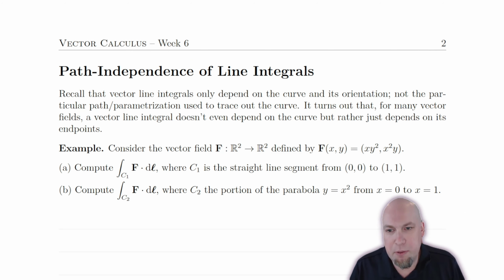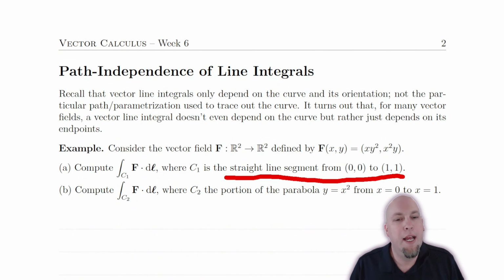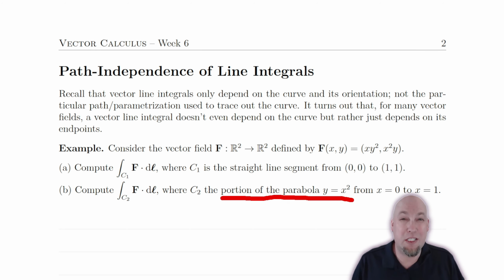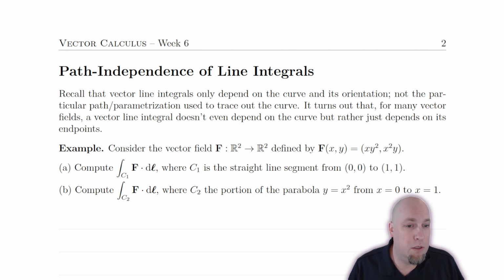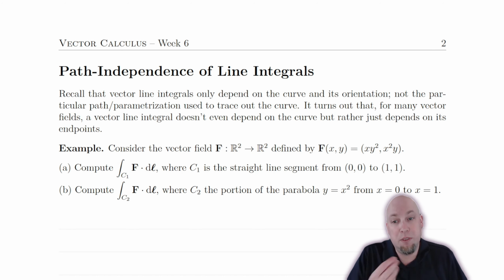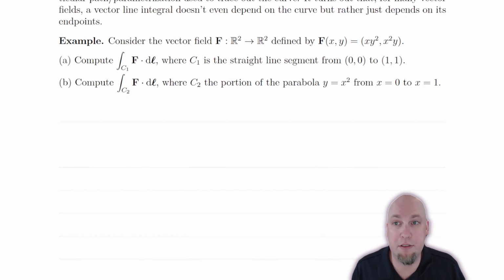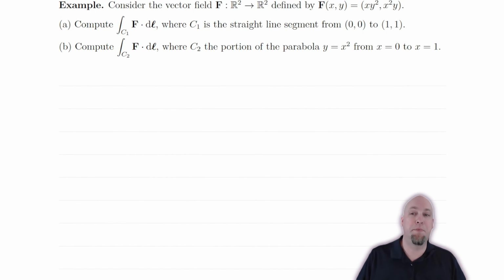What we're going to do is compute this vector line integral once with the straight line segment from (0, 0) to (1, 1), and then once again with a different curve, this time a portion of the parabola y equals x squared, but going between the same points, from (0, 0) to (1, 1). And we'll see that these two vector line integrals are actually going to be exactly the same as each other. That's what I'm talking about when I refer to path independence of line integrals. Sometimes it doesn't even matter if you integrate along different curves, as long as the endpoints are the same, you're going to get the same vector line integral. Let's see that that happens in this particular case at least.